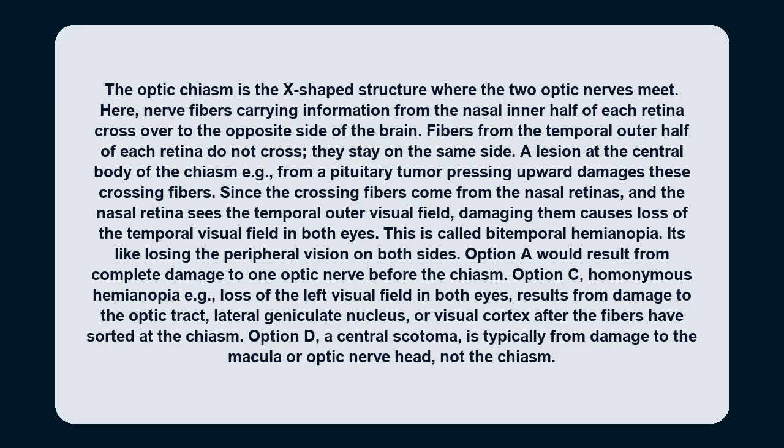Option A would result from complete damage to one optic nerve before the chiasm. Option C, homonymous hemianopia, e.g., loss of the left visual field in both eyes, results from damage to the optic tract, lateral geniculate nucleus, or visual cortex after the fibers have sorted at the chiasm. Option D, a central scotoma, is typically from damage to the macula or optic nerve head, not the chiasm.